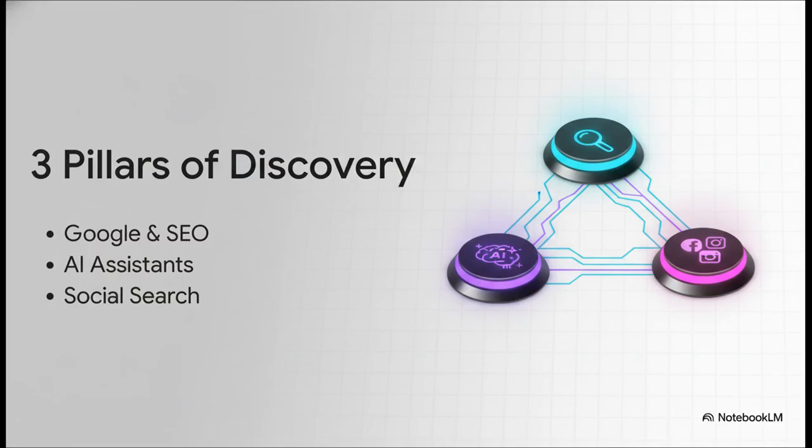First up, you have traditional Google and SEO, meaning long-form blog articles that rank, real content that humans actually want to read and search engines love. Second, and this is kind of the new frontier, AI assistance. Your content has to be specifically structured so that engines like ChatGPT, Perplexity, and Siri actually understand it and recommend you when people ask questions.